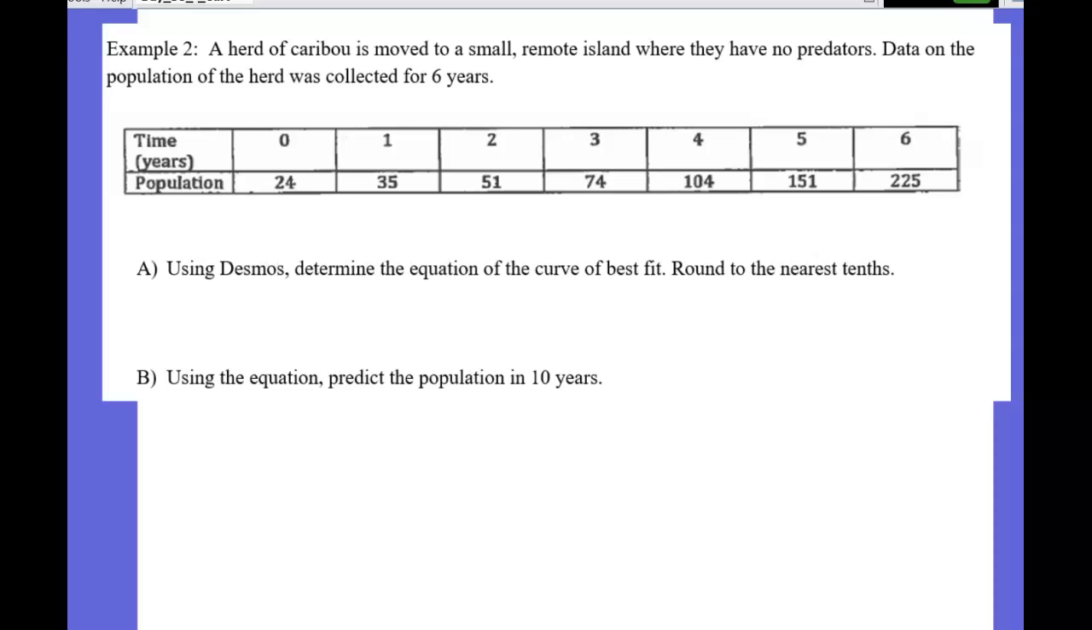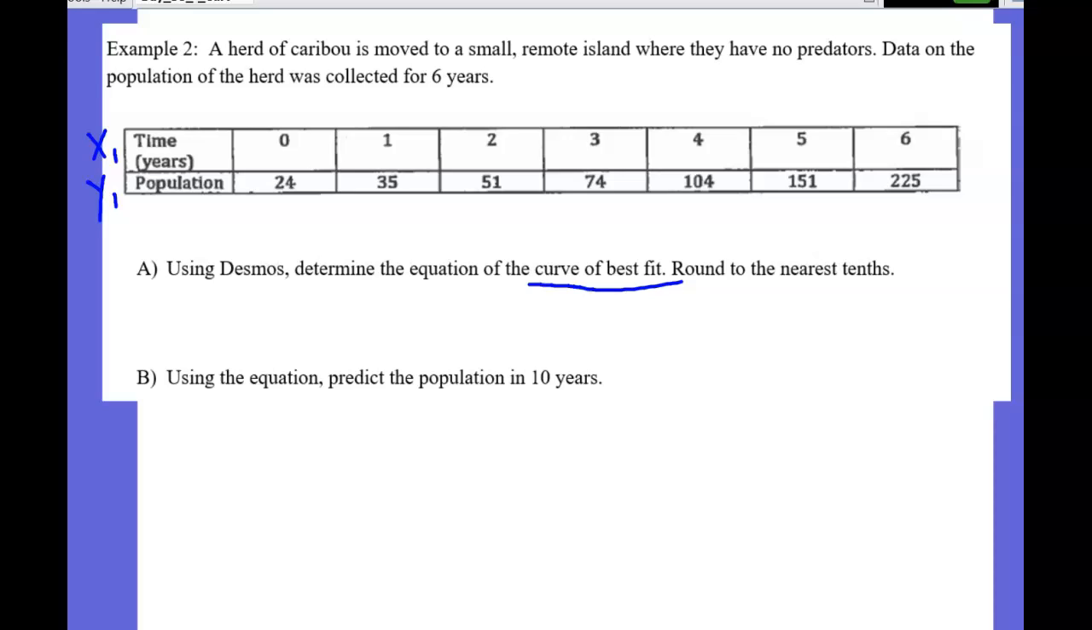Data on the population of a herd was collected for 6 years. So we're going to use Desmos and determine the curve of best fit. I want you to round it to the tenths. So again, you're going to go in, put in your x1 values and your y1 values, and then you're going to get your equation.